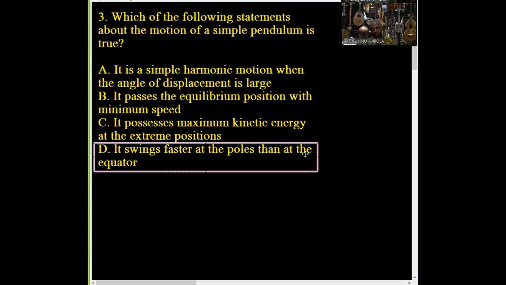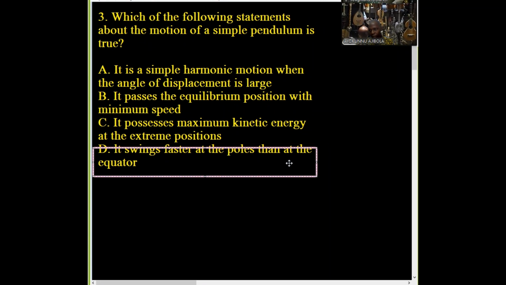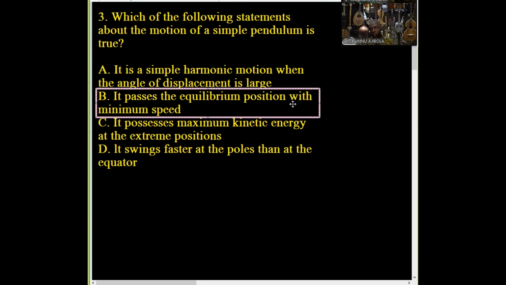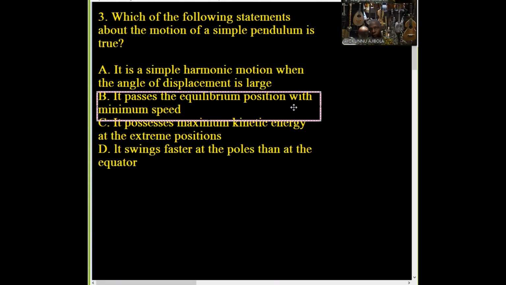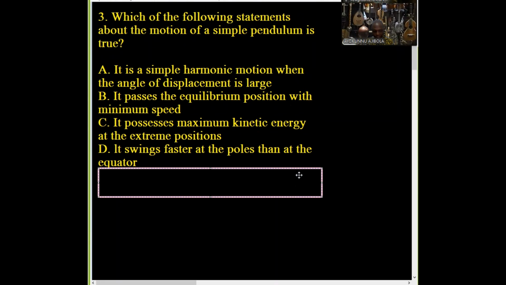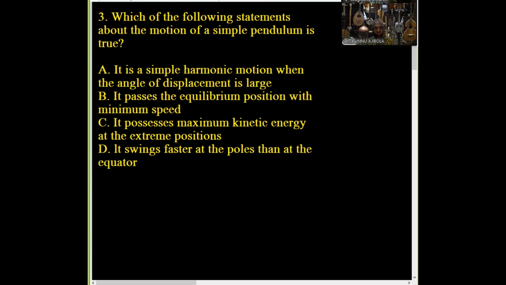This is true, because the equator is at the extreme end, but the pole is at the equilibrium position. So it swings faster. And this confirms the second one, which is supposed to be that it passes the equilibrium position with maximum speed instead of minimum speed. Okay, so that is about simple harmonic motion. Which one is the correct option here? Option D.